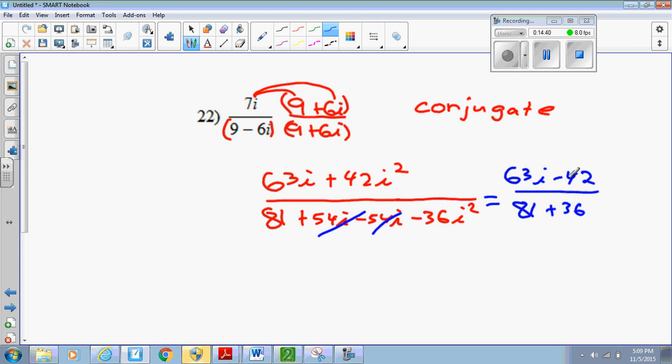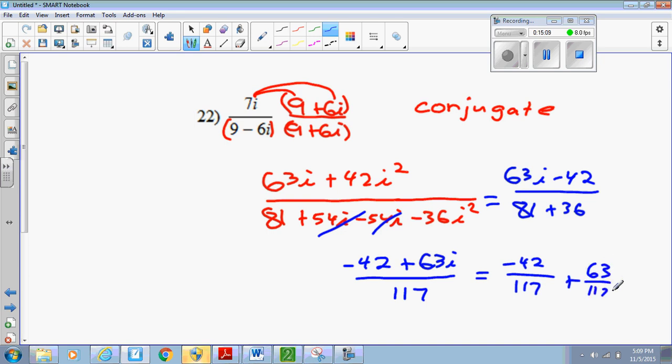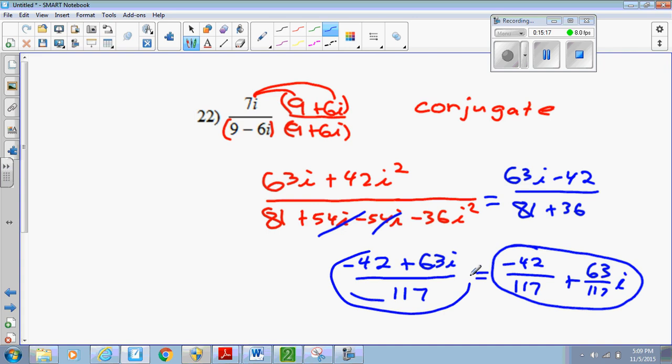I'm going to write this a different way. Put the real part first, negative 42, the part without the i, plus 63i. This is the same thing, I just put the order differently. And the bottom is 81 plus 36, which is 117. Now, sometimes the answers are written like this. Technically, it should be written like this: negative 42 over 117 plus 63 over 117 times i. This is the correct way to technically write it. It might be written the other way if it's multiple choice.